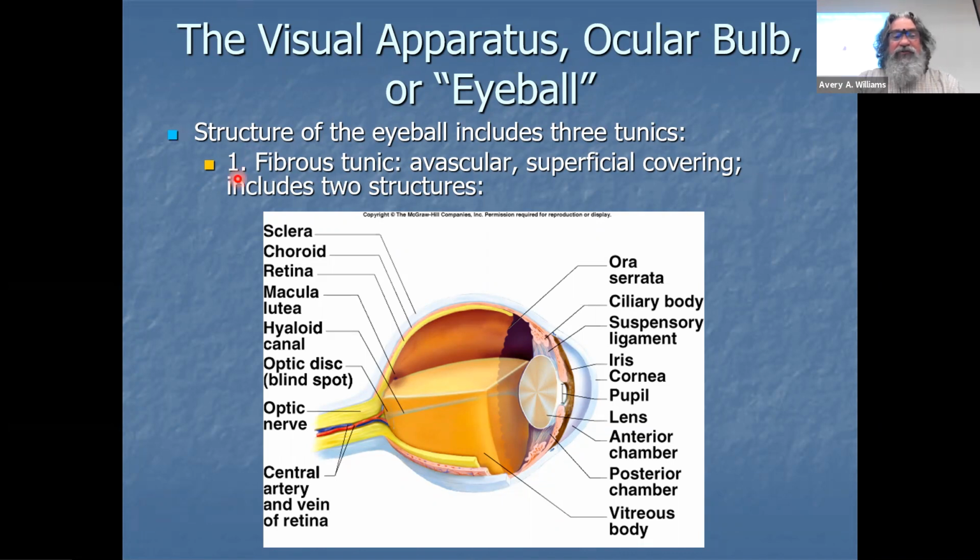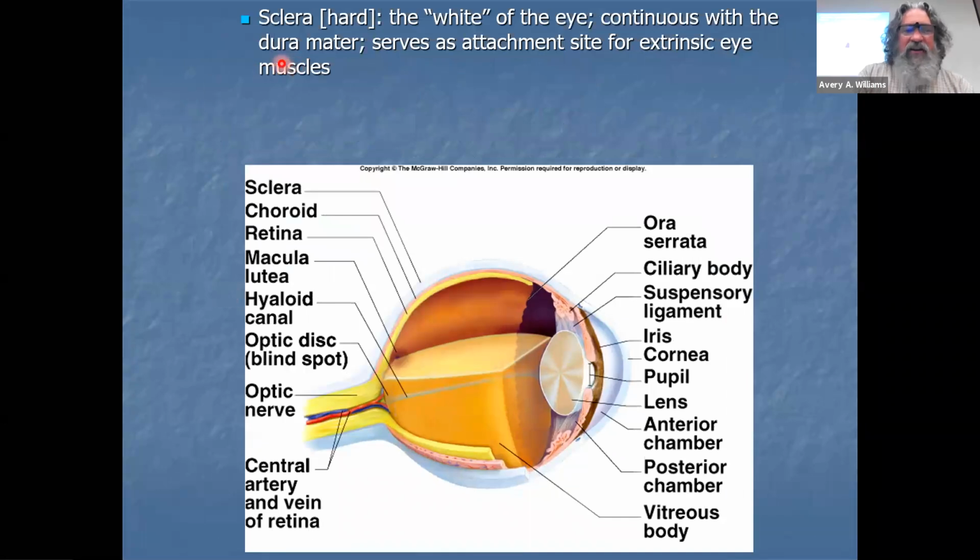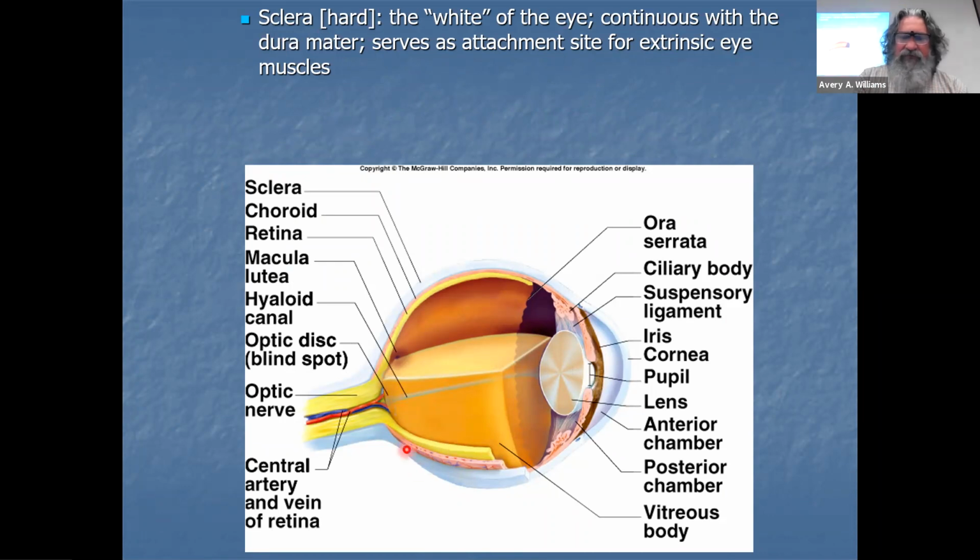The first tunic is known as the fibrous tunic. Think of it being fibrous, right? I define it as the avascular superficial covering of the eye. And the fibrous tunic itself is divided into 2 parts, or there are 2 structures that make up the fibrous tunic. First, the sclera. This makes up the bulk of the fibrous tunic, because you think fibrous, heavy duty. That's the outer white of the eye, the sclera.